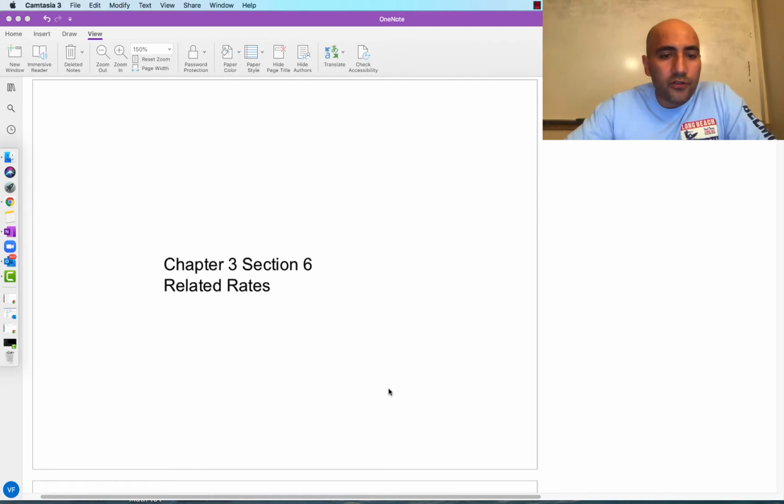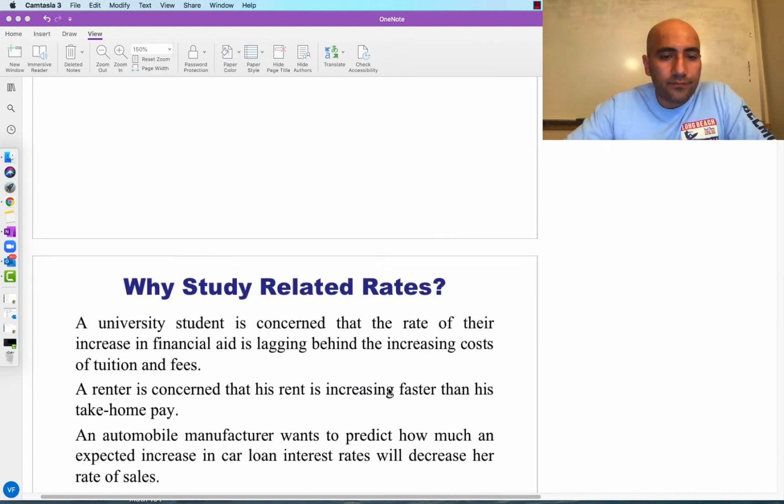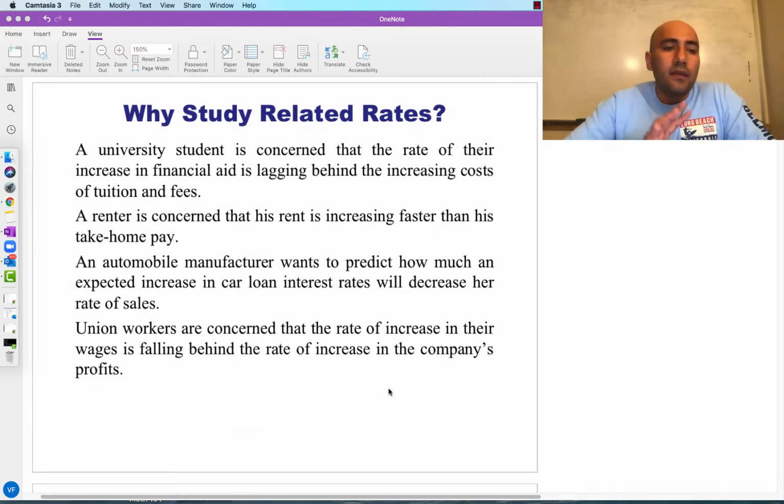So for starters, why related rates? Say a university student is concerned that the rate of their increase in financial aid is lagging behind the increased cost of tuition and fees. So that could be a scenario we're trying to study. Or perhaps a renter is concerned that his rent is increasing faster than his take home pay, right? Again, that could be a situation we're trying to analyze.